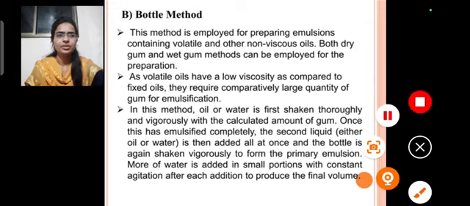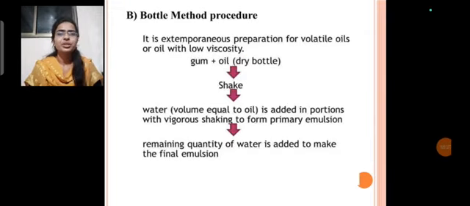Then the procedure of the bottle method. Firstly, we take the volatile oils or viscous oils and gum in a dry bottle, then shake it vigorously, then add water and shake vigorously to form the primary emulsion. After that, the remaining quantity of water is added to the primary emulsion, and we make the final emulsion.